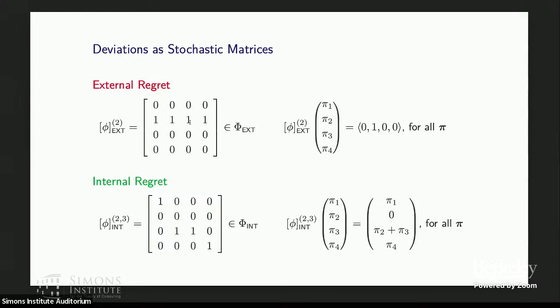And if we want an internal deviation, in this case from 2 to 3, we have almost the diagonal matrix, but we take all our weight on 2, I guess that was here, and we move it to 3. Okay, and hopefully I got my left multiplication right. Okay, so if I multiply my current strategy by this matrix, what it does is it takes all the probability that I had on 2 and it moves it over to 3. Okay, so that's how I transform action 2 to action 3. So we have stochastic matrices that are representing our internal and external regret.